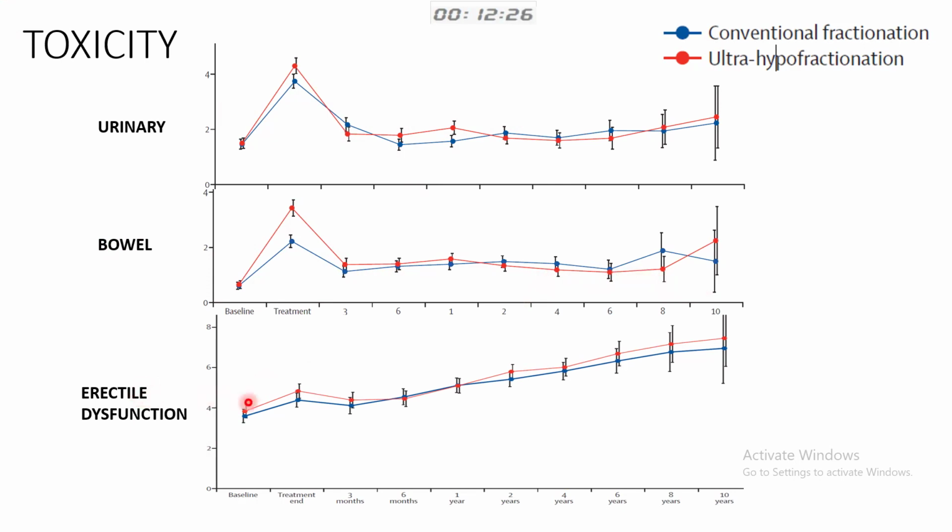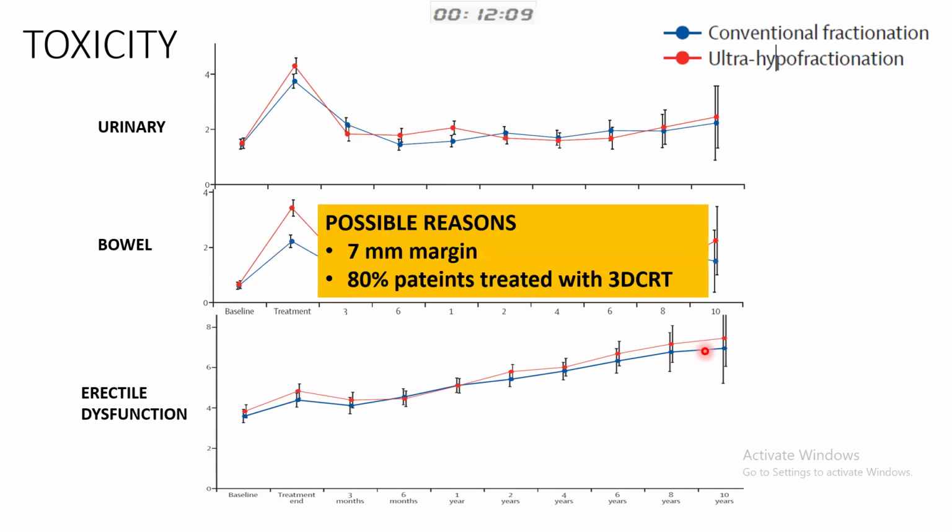Similarly, for erectile dysfunction, the arms are quite similar, but the gradual increase in erectile dysfunction, as we can see, is basically due to the use of ADT in this trial, which has been used for around 1.5 years.